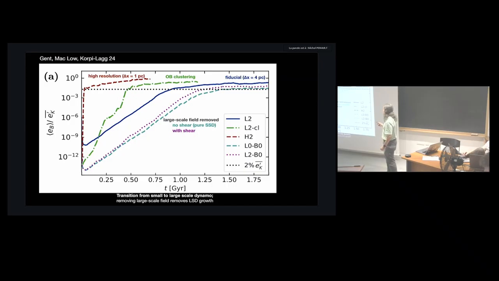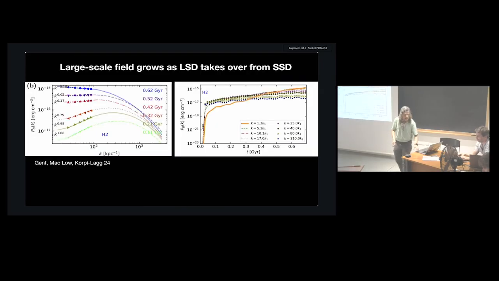But in the long term, the large-scale dynamo heads off, merrily heading towards equipartition. Now this is only 1.75 gigayears. We're still running these models, but here's a high resolution model. You can see that we, as expected, pop up and then start moving towards equipartition. And indeed, we can see the growth of the large-scale field.